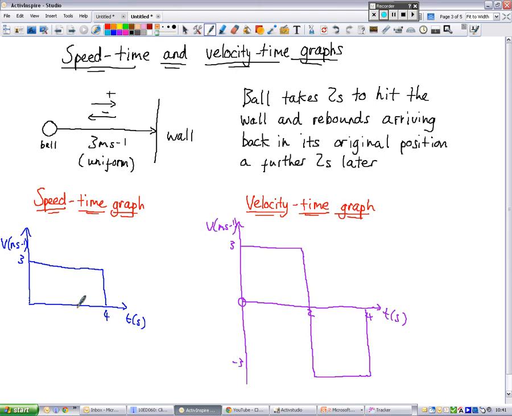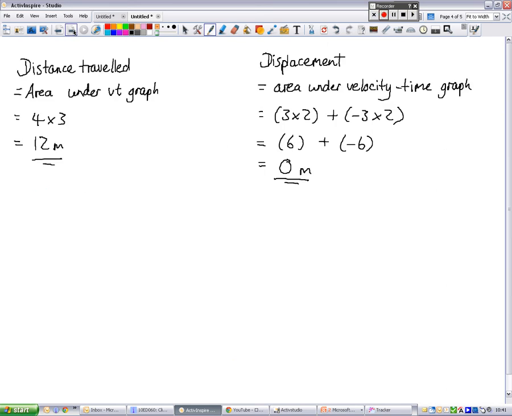We then looked at how to calculate the area under a graph, or to calculate distance and displacement. So the area under a speed-time graph gives us the distance travelled. So in this case it's 12 metres, 6 metres towards the wall and 6 metres back. For displacement though, that takes into account direction, so it's the area under the velocity-time graph, where the displacement is 0 because it's returned back to its original starting point.